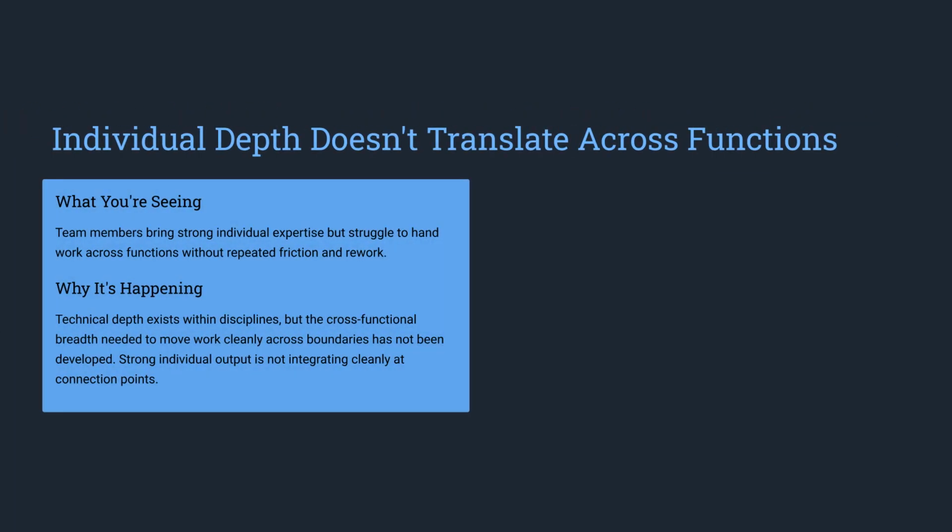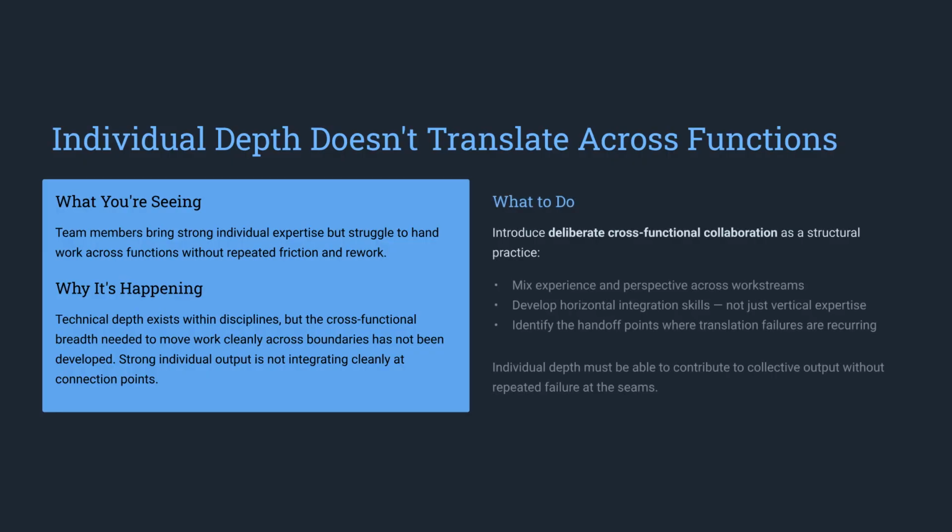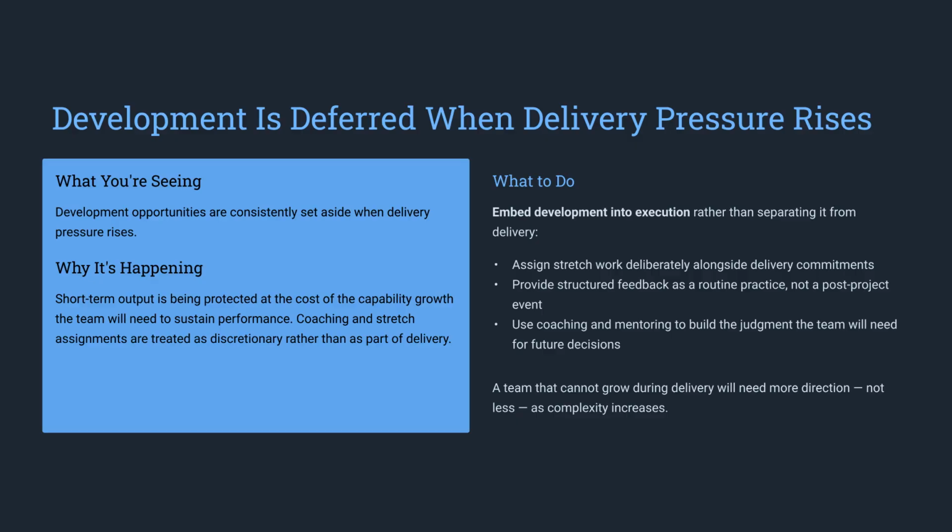Individual experts often struggle to work together. Introduce deliberate cross-functional collaboration as a structural practice. Focus on handoff points and develop the horizontal integration skills needed to prevent failure at the seams. Finally, never defer development due to delivery pressure. Embed coaching and structured feedback directly into your execution routines. A team that grows together is far more capable of handling increasing complexity.